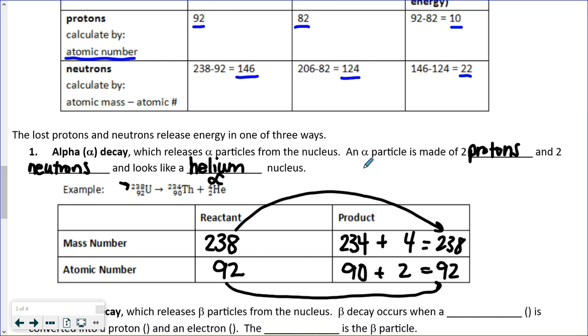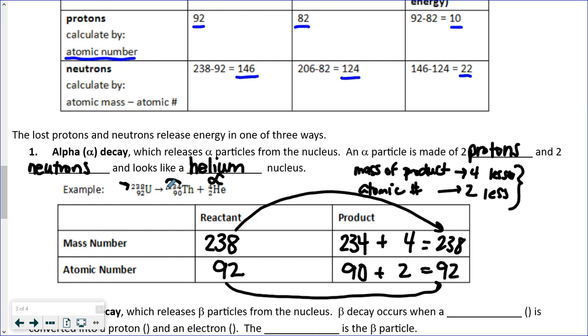So just to analyze, the mass number of our product will be 4 less. Oops, 4 less. And our atomic number will be 2 less. So what I'm saying is our mass number is 4 less, our atomic number is 2 less, and then our other product will be a helium, to account for that 4 less in the mass and 2 less in the atomic number.